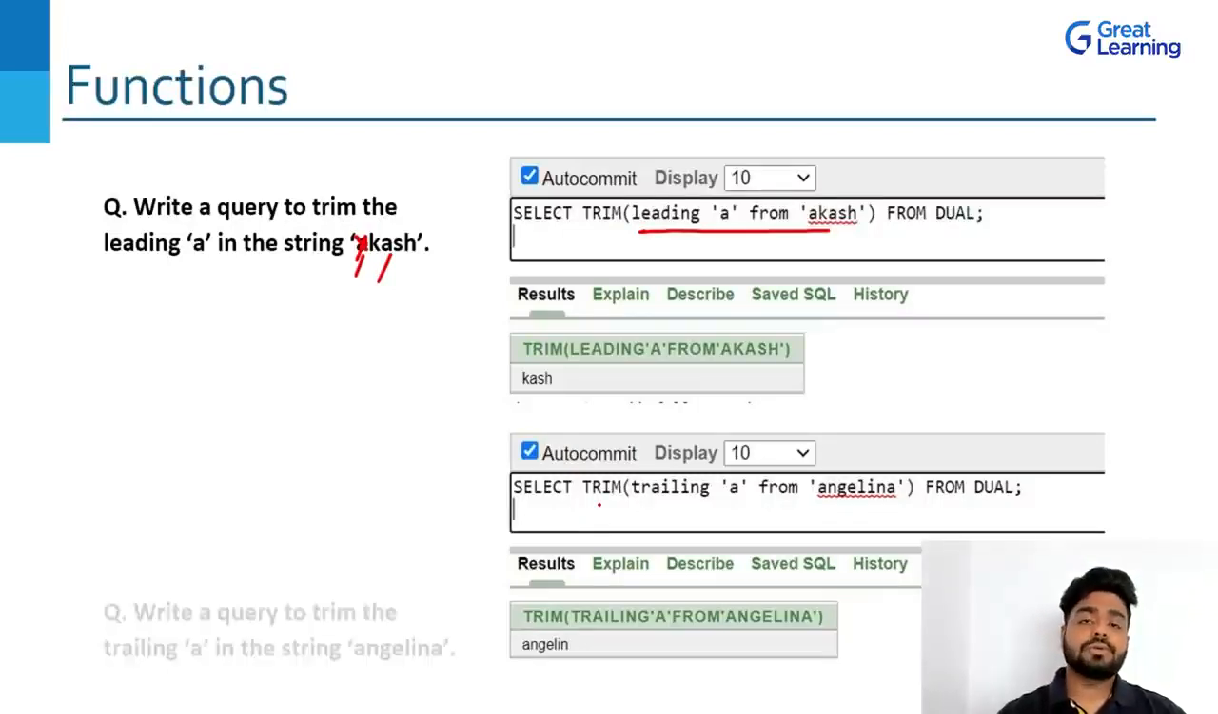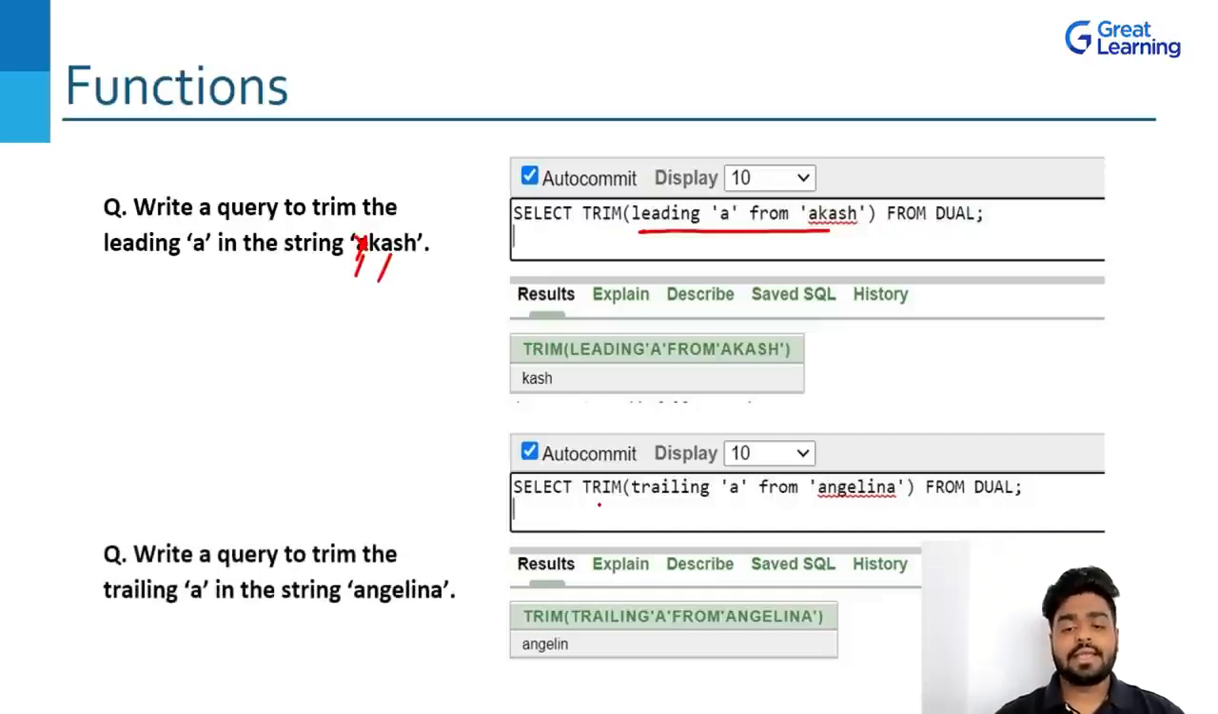If you want to remove the next A, then you can see here what is happening. Now this is not the next A, this is exactly the last A. So, write a query to trim the trailing A in the string. Don't think that whatever A is coming in between will be removed. No, the last A will be removed. So if you see trailing A from Angelina, Angelin will be the answer because the last A is getting removed. If I write leading here, then the answer will be Ngelina, correct? This is what trimming is.